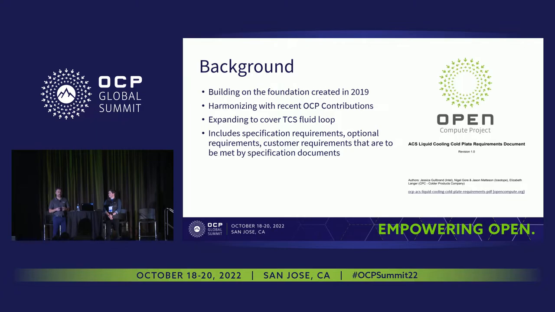What we want to do with this is pull all of that information in with links so that there's no repeated information, there's a single source of truth throughout. We are also expanding to cover more inside the IT equipment as well as the TCS, or the technology cooling system fluid loop. And finally, a key aspect of this is to use the same format that was done with the immersion work group that has the specification requirements, so the must-haves, the optional requirements, or the nice-to-haves, and finally a space for individual customer requirements that would be specific to each install.